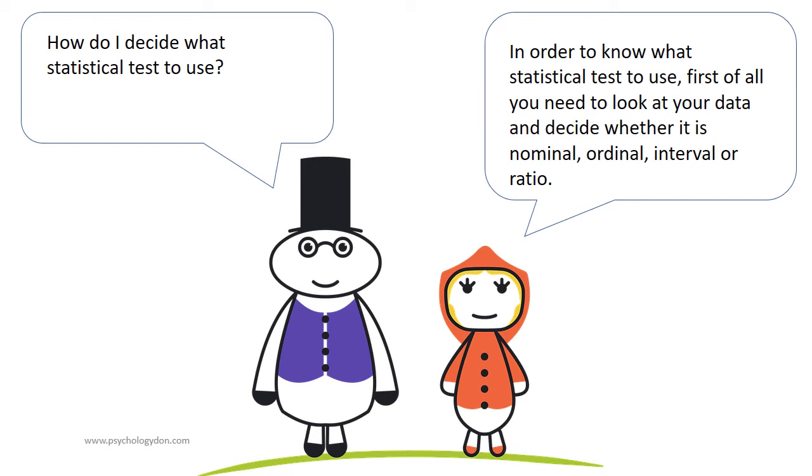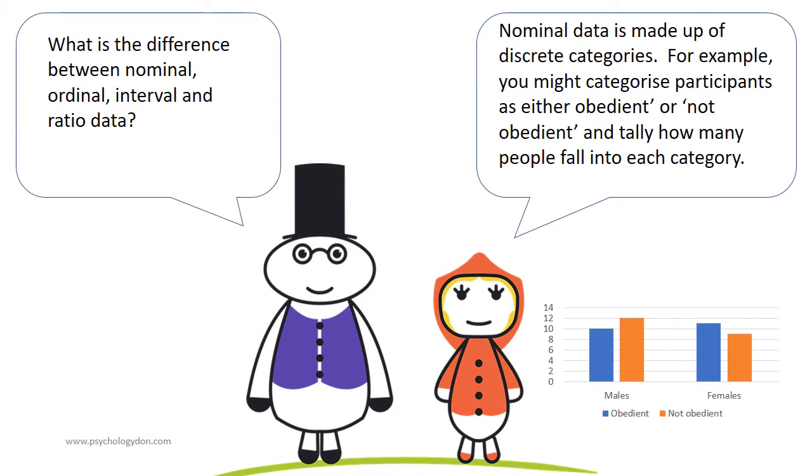How do you decide what statistical test to use for an experiment? In order to know what statistical test to use, first of all, you need to look at your data and decide whether it is nominal, ordinal, interval, or ratio. So what's the difference between nominal, ordinal, interval, and ratio data?